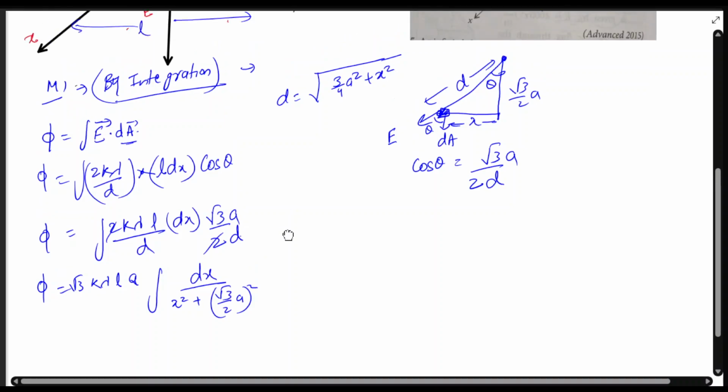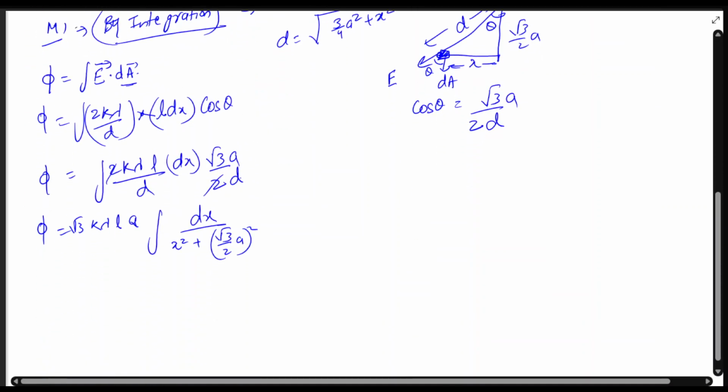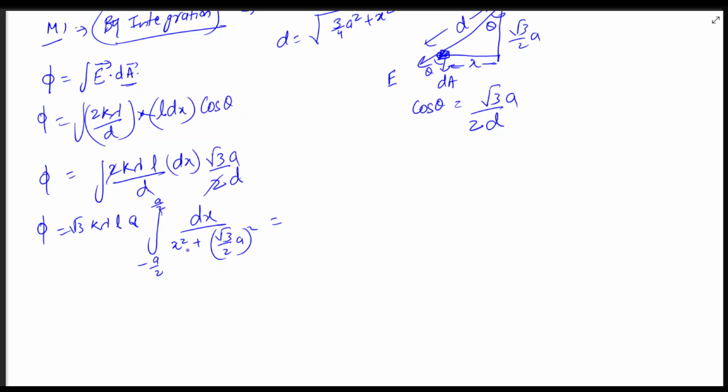Now the limit will be from minus a by 2 to plus a by 2, right? So we put the limit as minus a by 2 to plus a by 2. Now we have to solve. We know the integration of dx divided by x square plus a square. We got 1 by a tan inverse x by a, right?